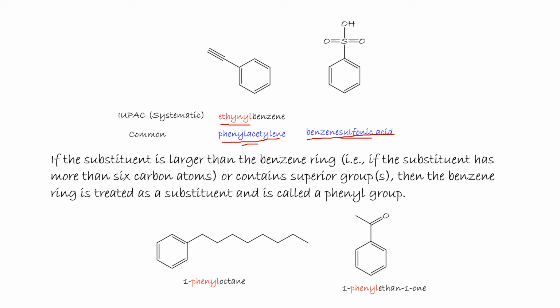If the substituent is larger than the benzene ring, I mean has more than 6 carbon atoms, or contains superior groups, then the benzene ring is treated as a substituent and is called a phenyl group. Here on carbon number 1 of octane we have phenyl, that's why it's 1-phenyloctane. Here we have this ketonic functionality on number 1 of ethanone, so it is 1-phenylethan-1-one.